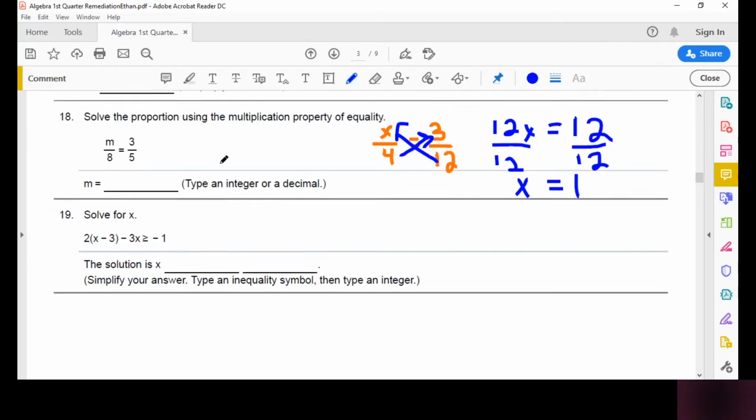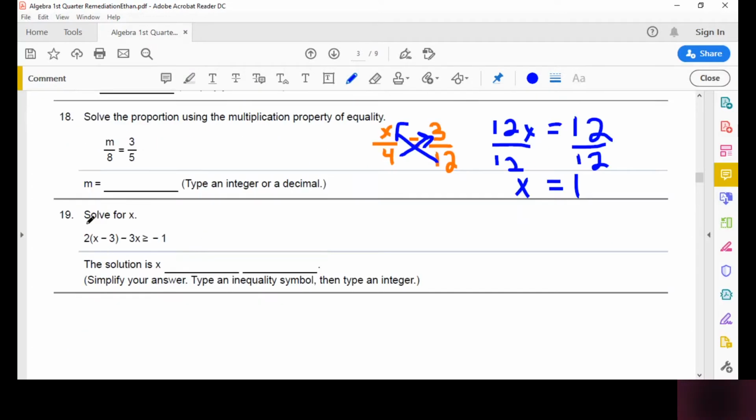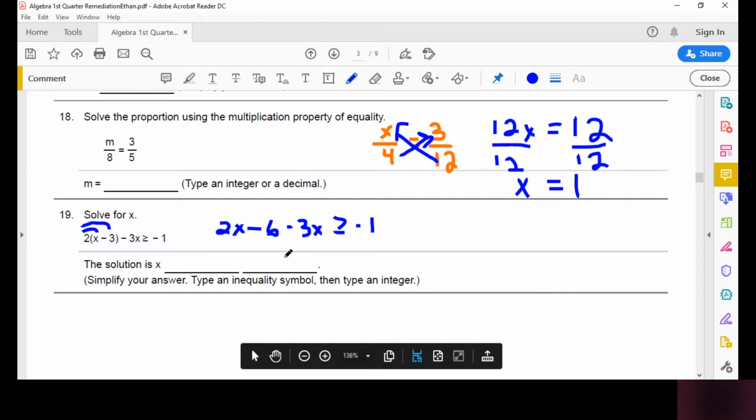Notice that the problem we did yesterday was number 17. We had this distributive problem, and then we ended up solving. Okay, this isn't much different. We have to distribute first. Okay, so we have a 2x minus 6, and then there's a minus 3x is greater than or equal to negative 1. Okay, now what do we do next?